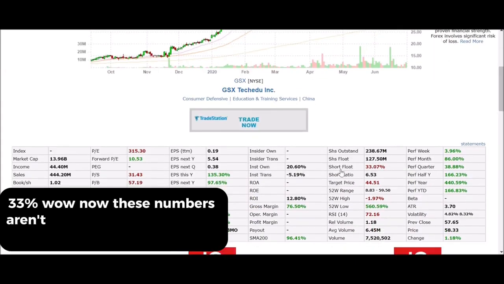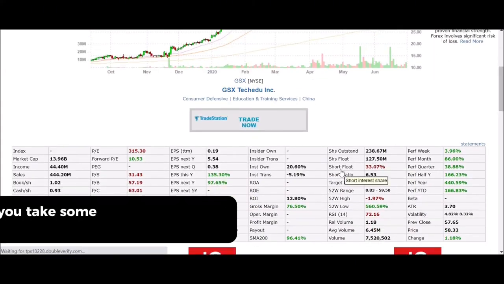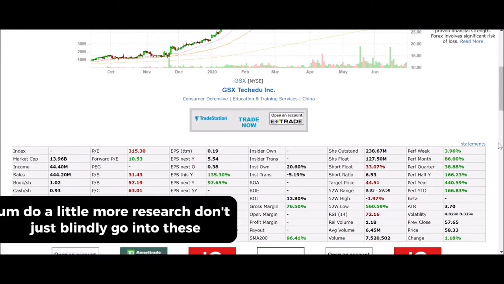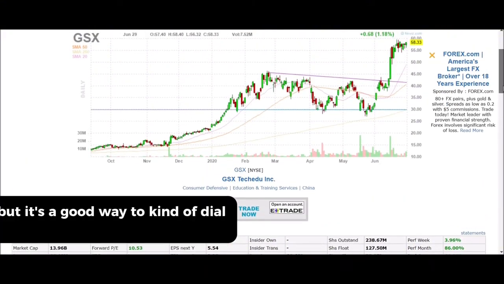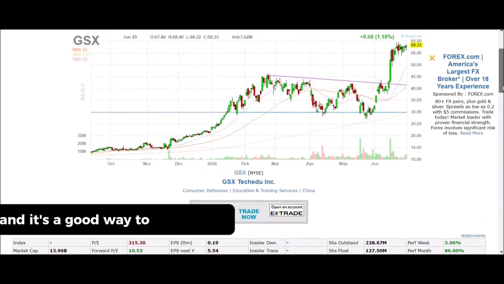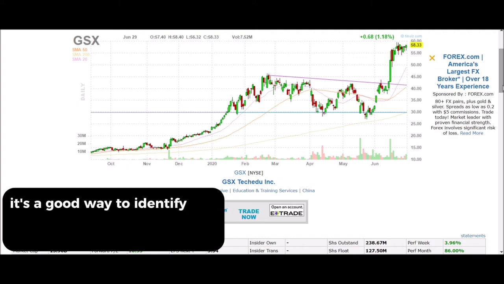Now these numbers aren't always completely up to date. You have to take some of this with a grain of salt. Do a little more research. Don't just blindly go into these. You really want to study the chart. But it's a good way to kind of dial it down, and it's a good way to find things. It's a good way to identify the stocks that might explode on these short squeezes.